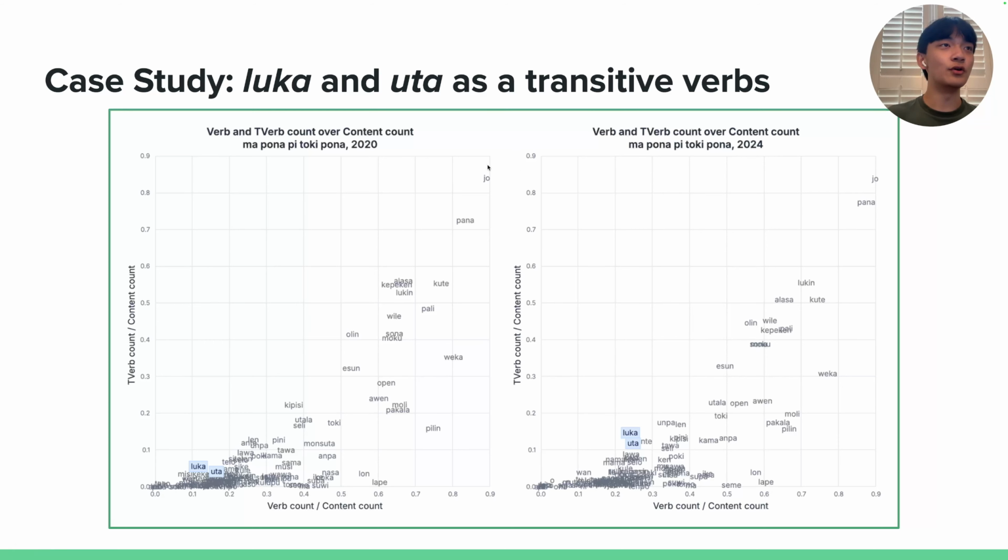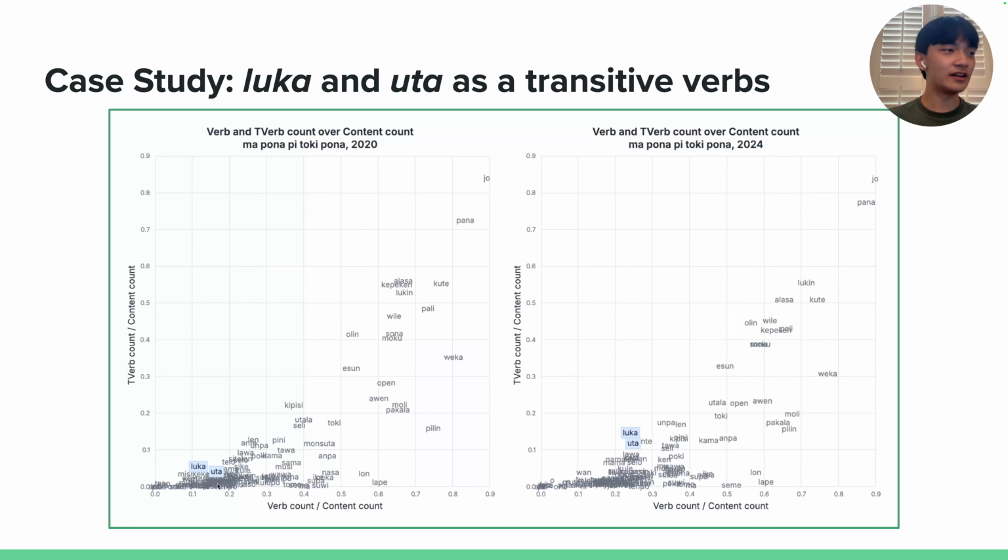So we have yo and pana super duper high up here, right? Yo and pana are used really often as verbs, and when they're used as verbs, they're used as transitive verbs. Another word like lape is down here. Lape is used pretty frequently as a verb, like 60% of the time, but when it is used as a verb, it's almost always intransitive. You would say mi lape rather than mi lape e jan lili.